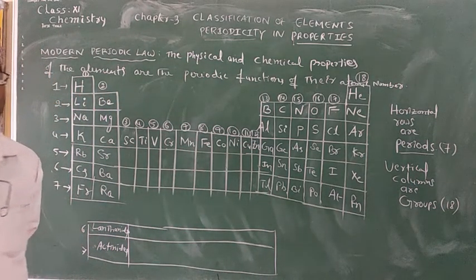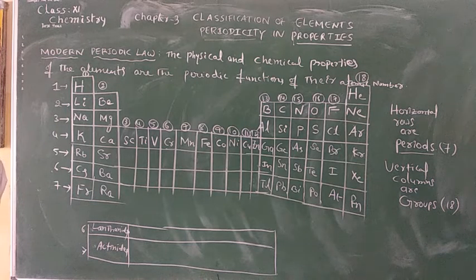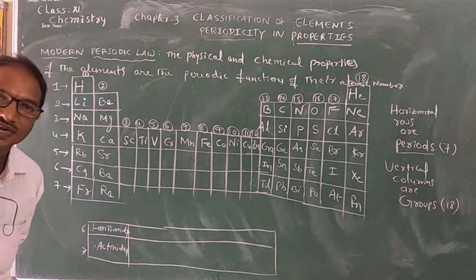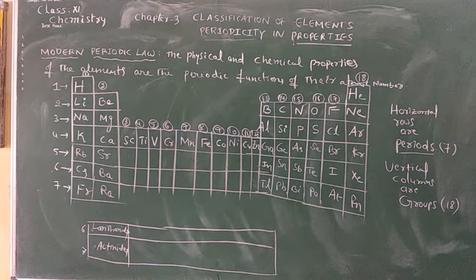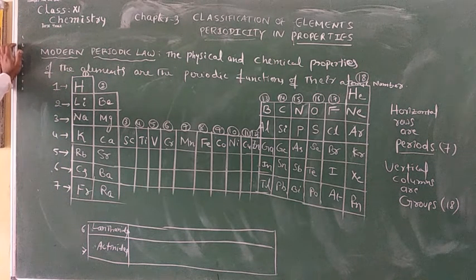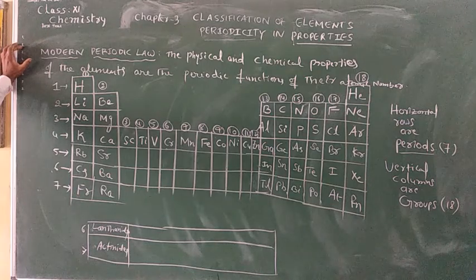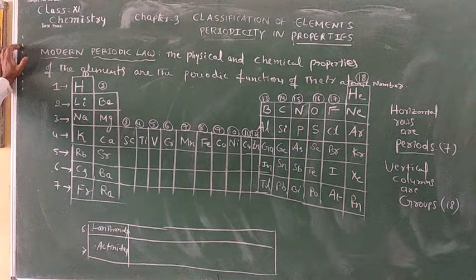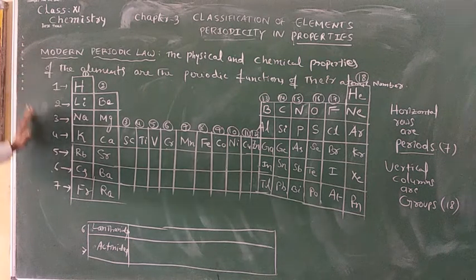This is also called the long form of the periodic table, or mostly the modern periodic table. Right? In this periodic table, the elements are classified depending upon their chemical properties also. And the differentiating electron enters into which orbital? Based on that also, these elements are classified, right?